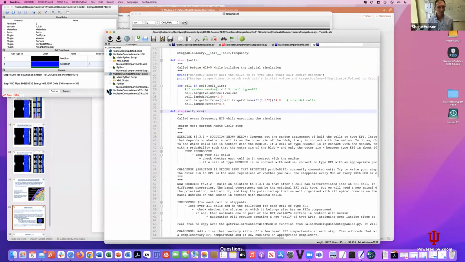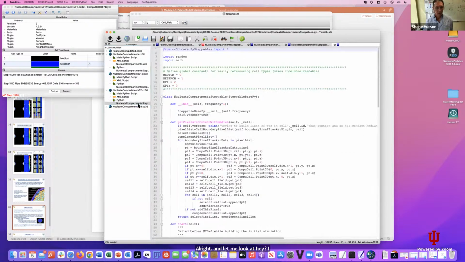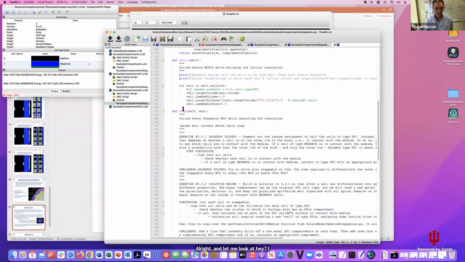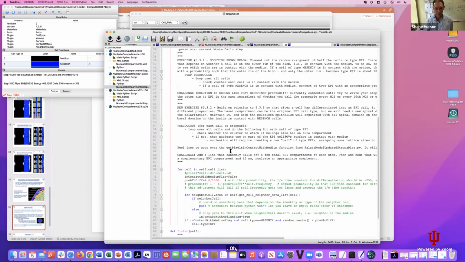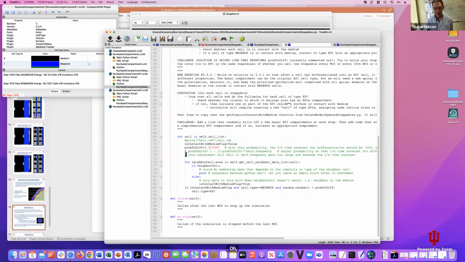Let me look at, I mentioned this before, back here to this one. If we really wanted to make it so that the rate at which things happen didn't depend on how often we called the steppable, we would uncomment that line that has the 1 minus probability to the frequency, and then that would work appropriately.